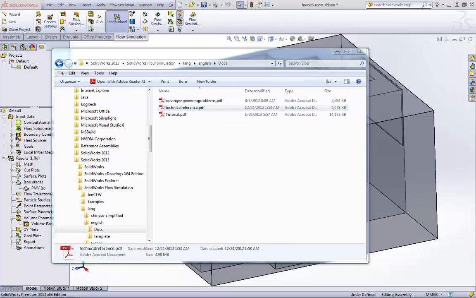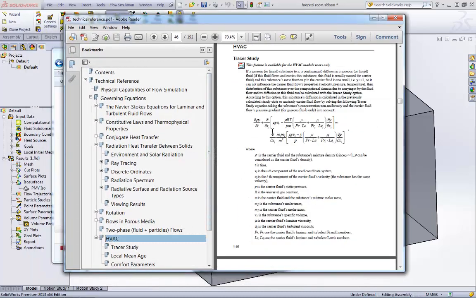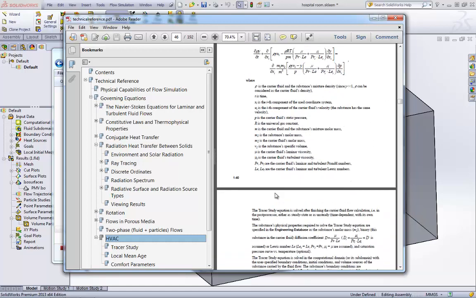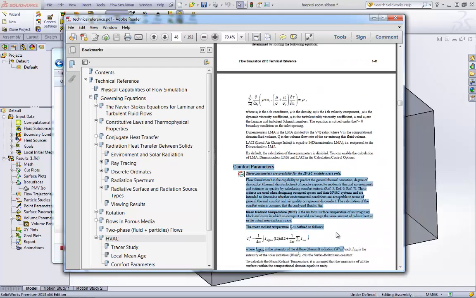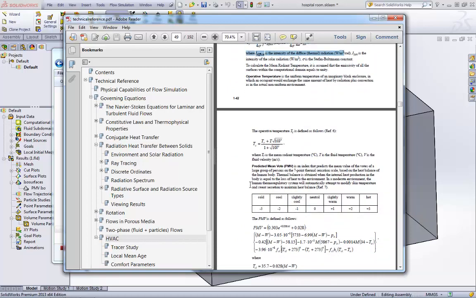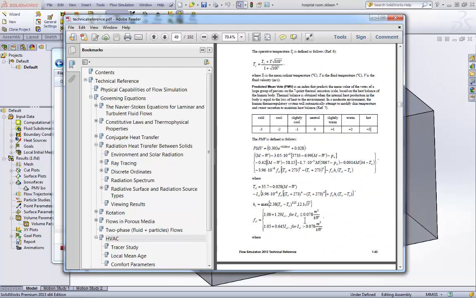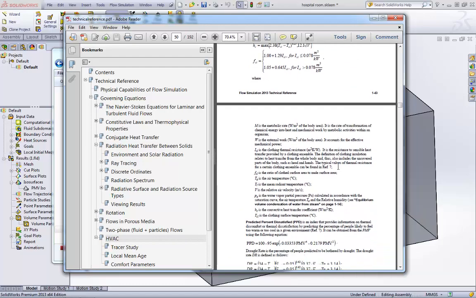Let me call that up real quick. And we can see here that under HVAC, this gives you all the formulas that it's using for tracer studies, for local mean age, and the comfort parameters, which is what we've been talking about. It gives us the formulas for all those, as well as the predicted mean vote range, which we just talked about. You can see that the formulas are quite in depth. I'm not going to bore you by reading these to you, but obviously you can see that there's a lot of input that goes to these formulas, so they are in fact accurate.